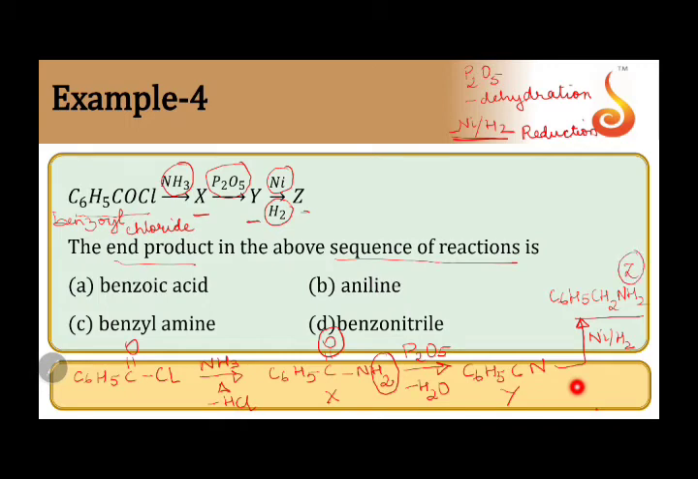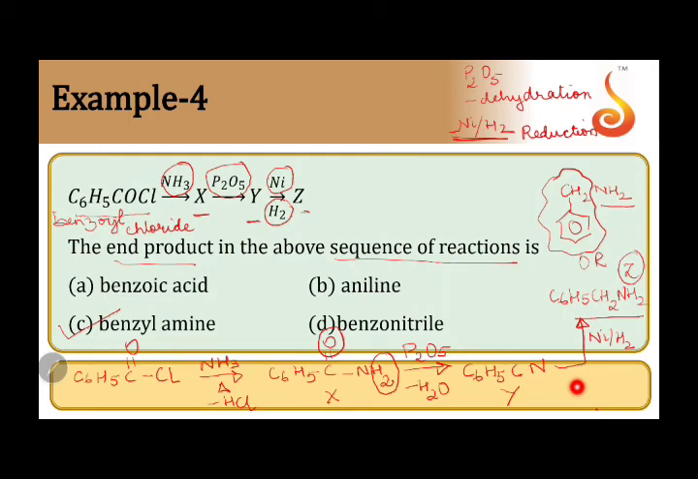We have to name this compound. This compound also can be written like this. Benzene C6H5 and one substituent is there, so it became C6H5. It is attached to CH2, then it is attached to NH2. We know this group as benzyl group and this is amine. So this compound is benzyl amine. That is, answer is option C.